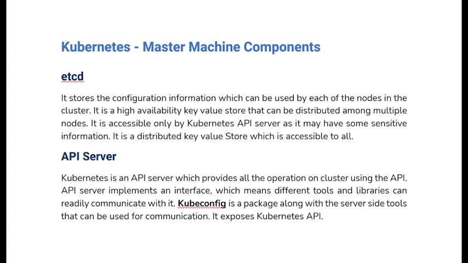Next is the API server. API stands for application programming interface. The Kubernetes API server provides all the operations on the cluster using the API. The API server implements an interface, which means different tools and libraries can readily communicate with it. Then we have kubeconfig, a package that is a server-side tool used to communicate, and it exposes the Kubernetes APIs.